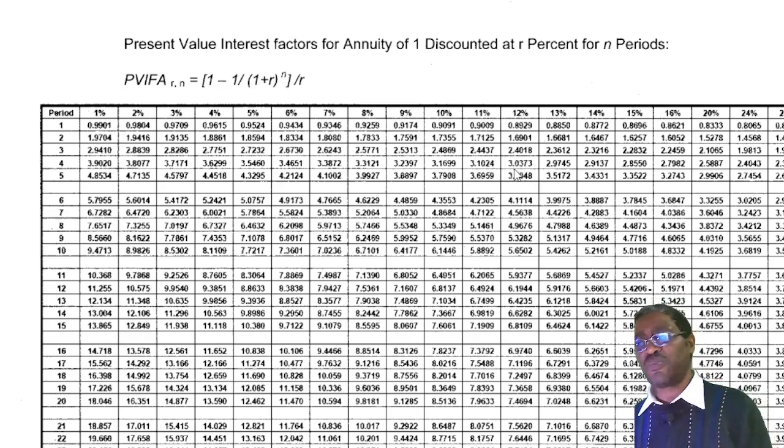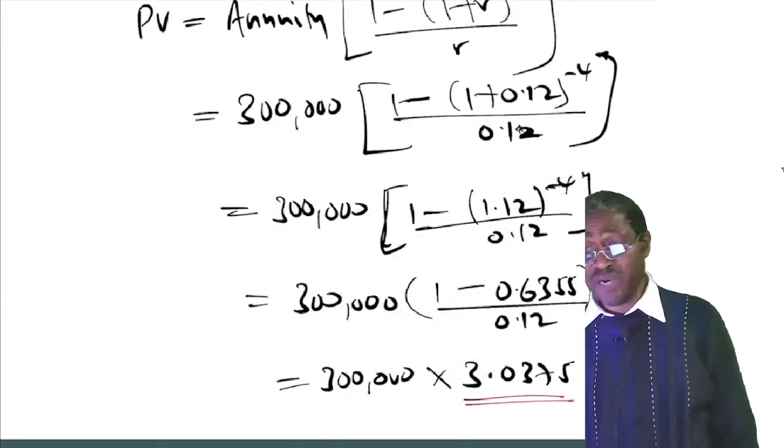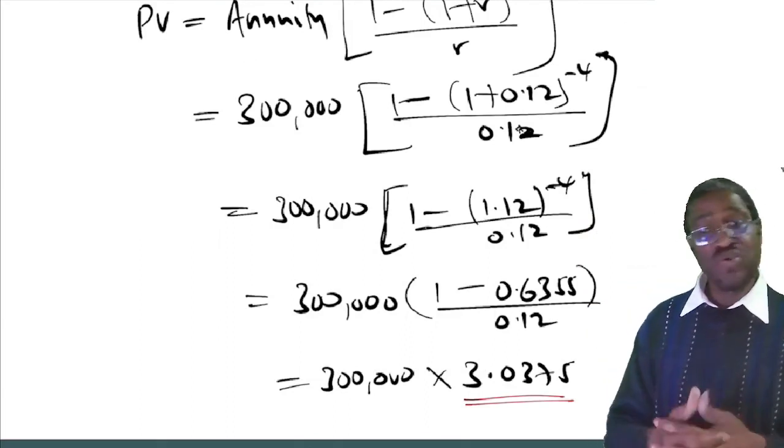I don't know whether I can expand the page. Let me expand the page. Good, so you can see it now. By expanding the page, it has come out clearer. This is the figure here, 3.0373. The column is 12%, the row is 4 years. This is the table for present value interest factor. So if the examiner gives you the table, then you don't need to cram the formula. Otherwise, if he has not given you the table, you have to use the formula.